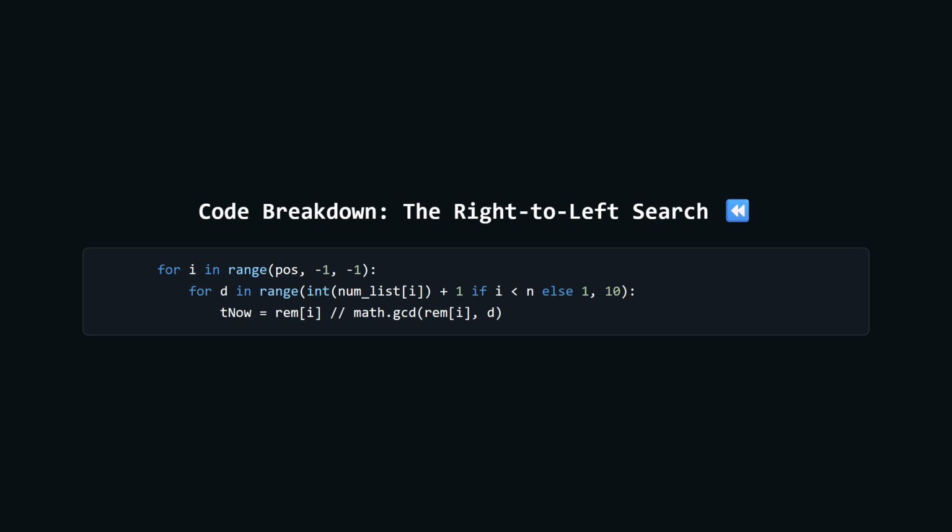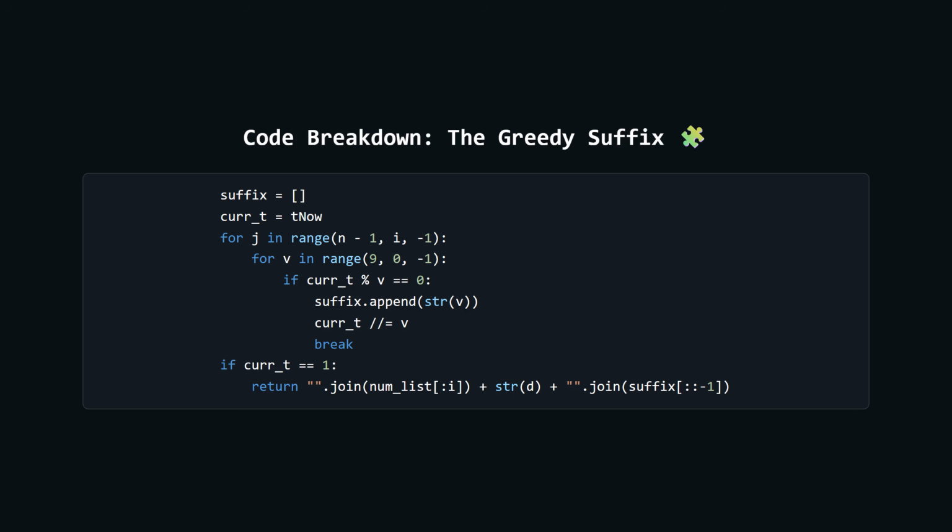We work backwards from that 0 position, or the end of the number. We try replacing the current digit with something slightly larger, from the current digit plus 1, all the way up to 9. Then we calculate what factors we still need, storing it in t now. For the empty spots we just freed up, we greedily fill them from right to left using the largest numbers possible, 9 down to 1, that divide nicely into our needed factors. If we satisfy all the factors and current t becomes 1, we found our answer.